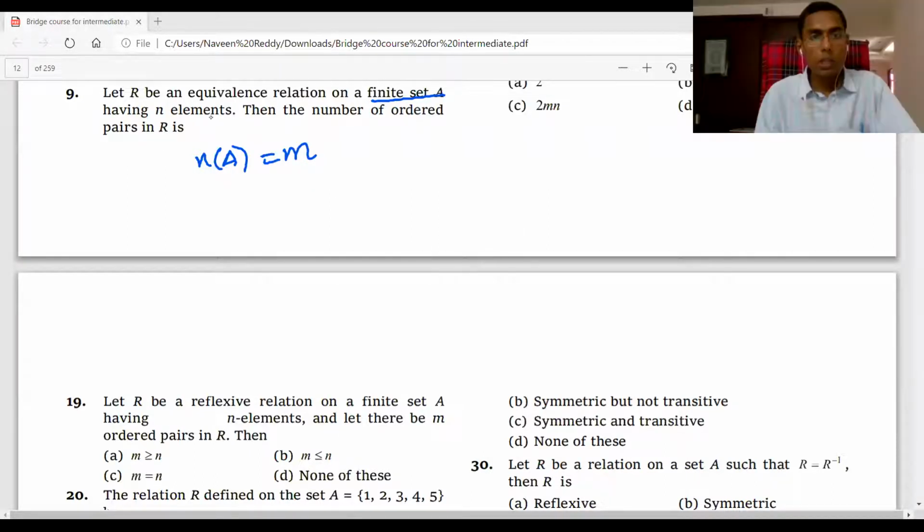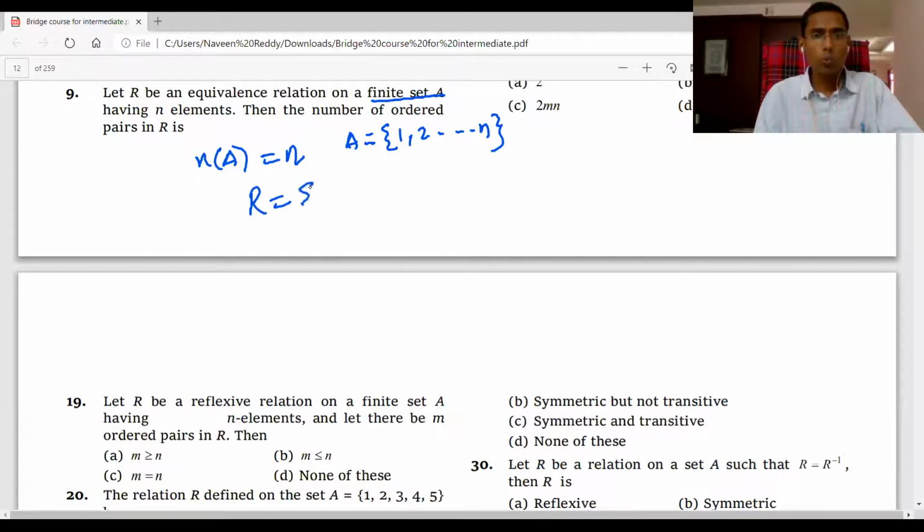So here R is the equivalence relation on finite set A having n elements. So n(A) is, sorry, this is n elements, the number of elements in A. So the number of ordered pairs in R. Already we discussed n elements are there. Let's take these n elements as 1, 2, 3, and so on up to n. Equivalence relation means what?